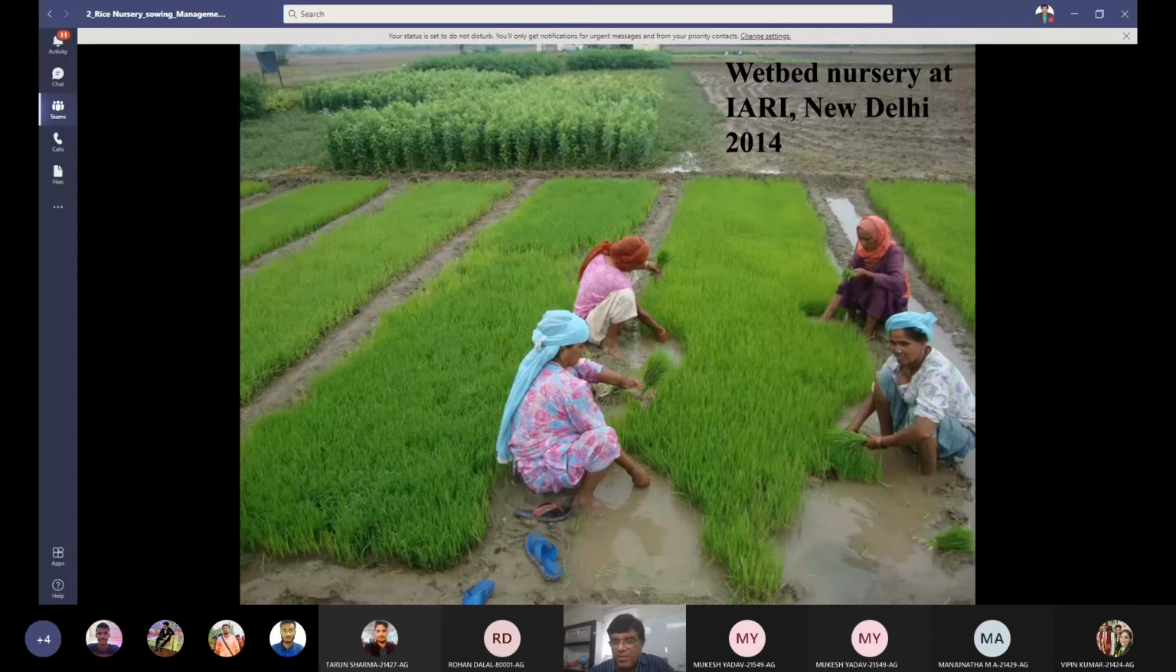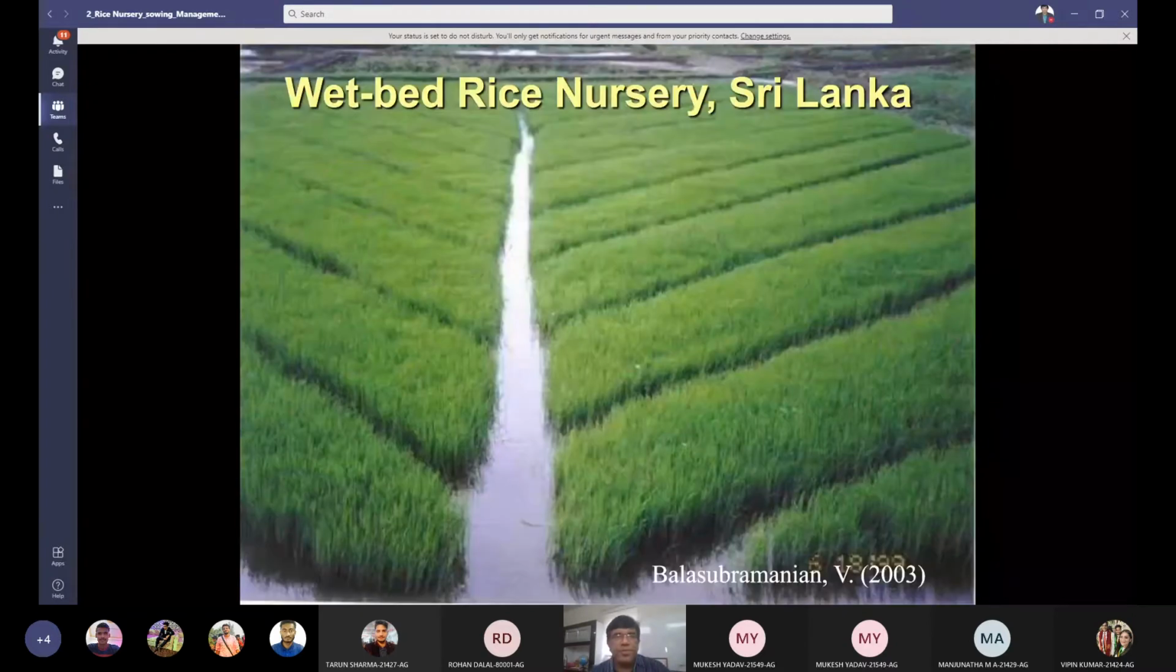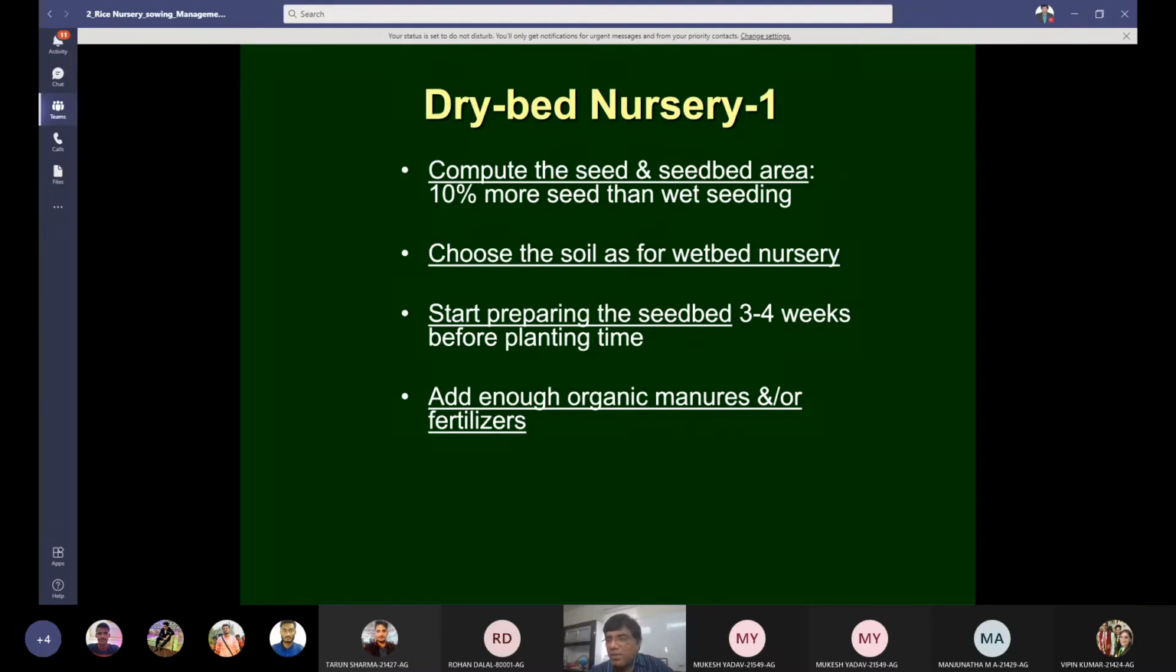Now you see this is a wet bed nursery, and how the people are uprooting the seedlings. In the background, you can see the sunhemp crop, which is for green manuring, and beyond this, you see sesbania plants. Now this is the prepared wet bed nursery from Sri Lanka, borrowed from Bala Subramaniam. This picture was about the wet bed nursery.